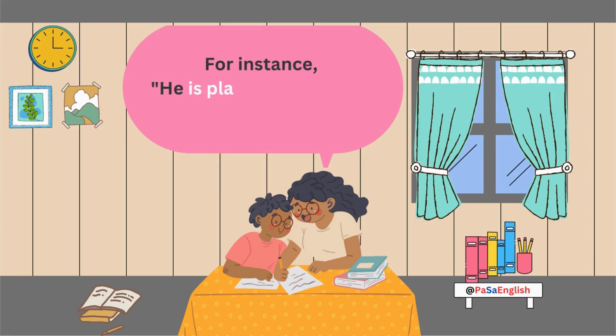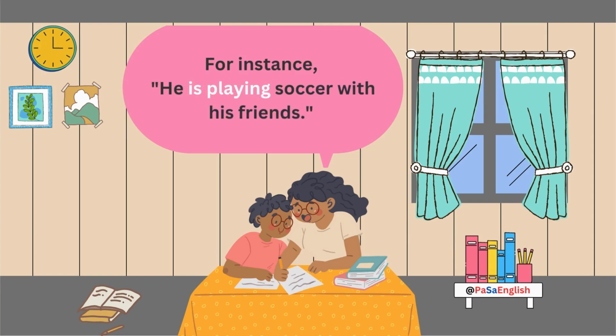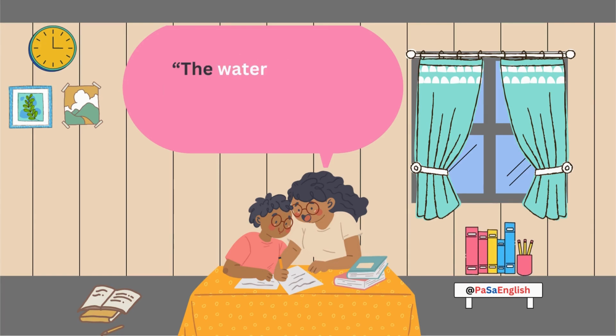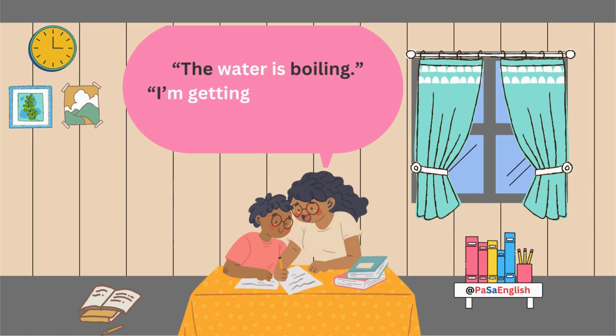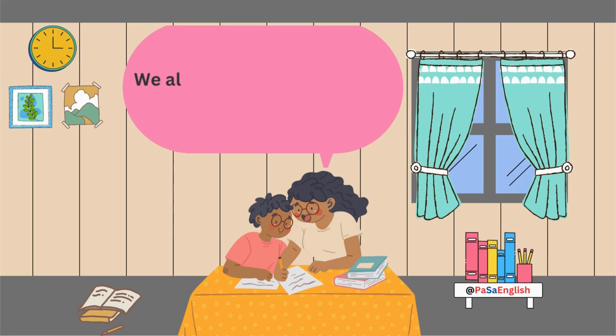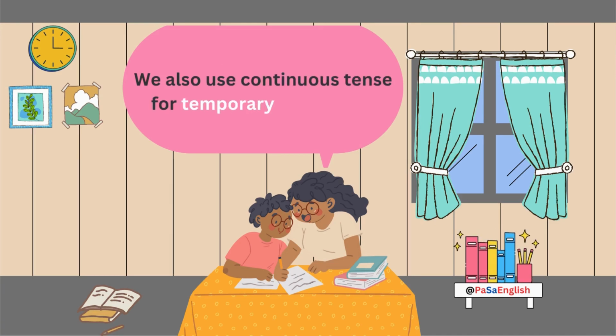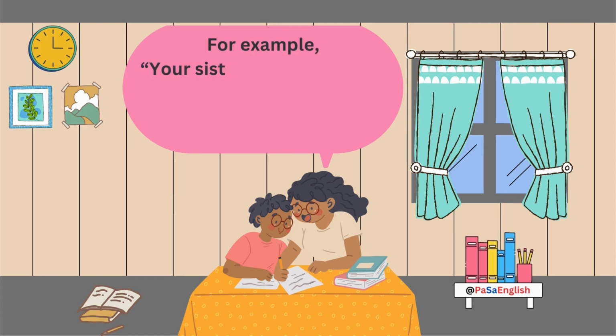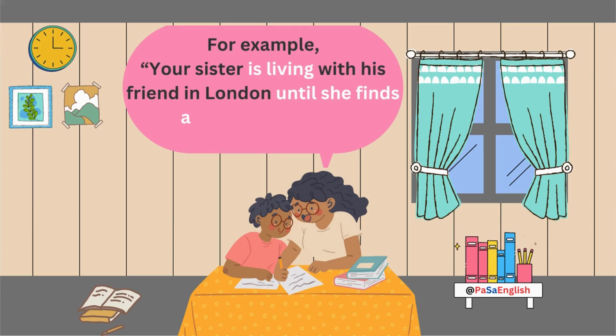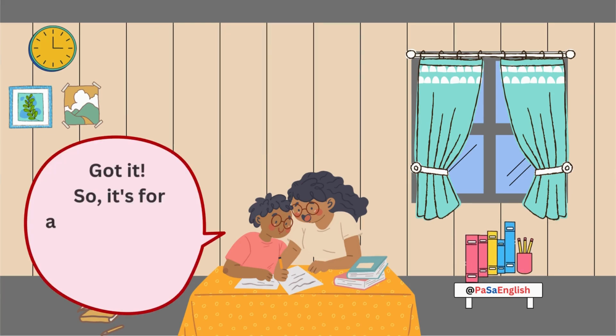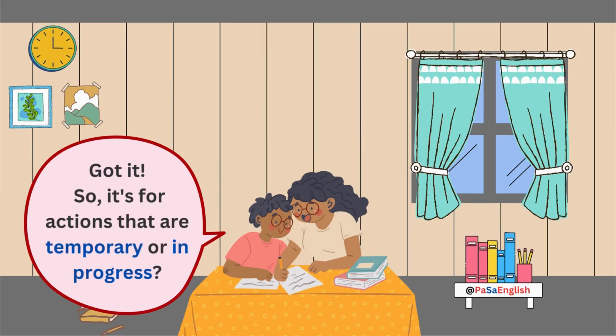For instance, he is playing soccer with his friends. The water is boiling. I'm getting hungry. Let's go and eat. We also use continuous tense for temporary situations. For example, your sister is living with his friend in London until he finds a place of his own. Got it. So, it's for actions that are temporary or in progress.